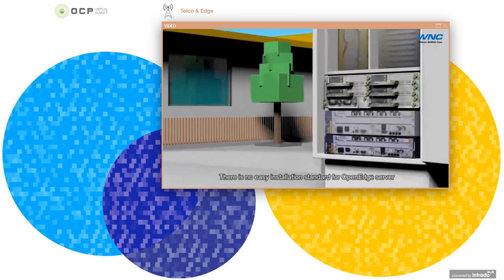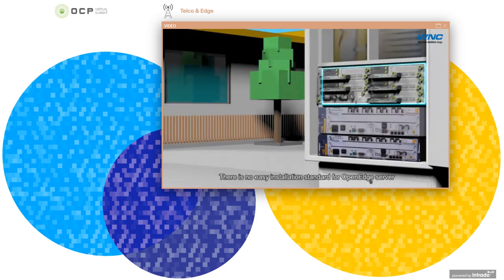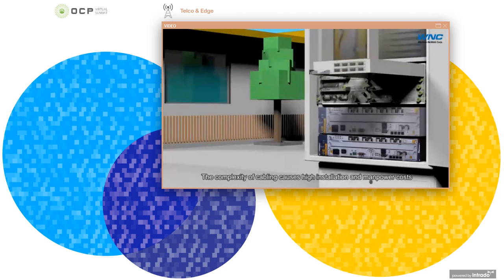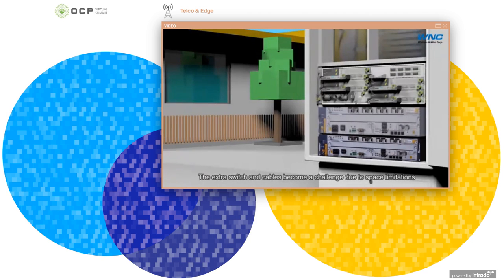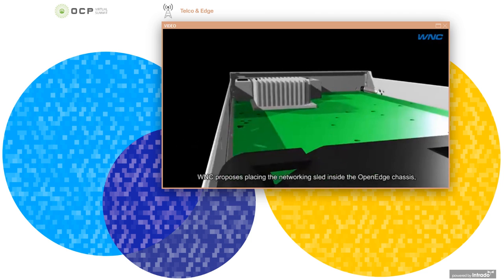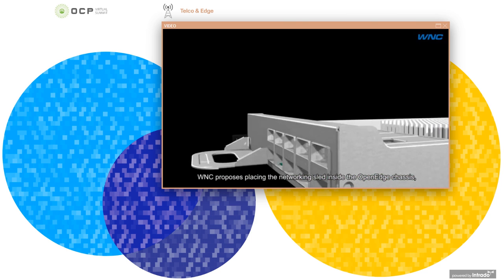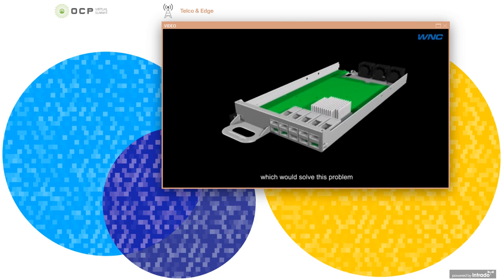There is no easy installation standard for openEDGE server interconnections and external connections. The complexity of cabling causes high installation and manpower costs. The extra switch and the cables become a challenge due to space limitations. WNC proposes placing the networking sled inside the openEDGE chassis, which would solve this problem.